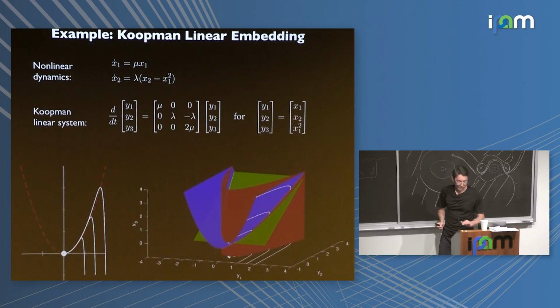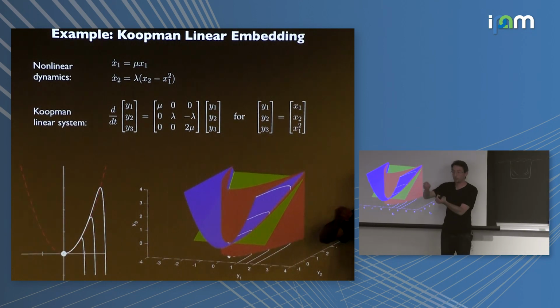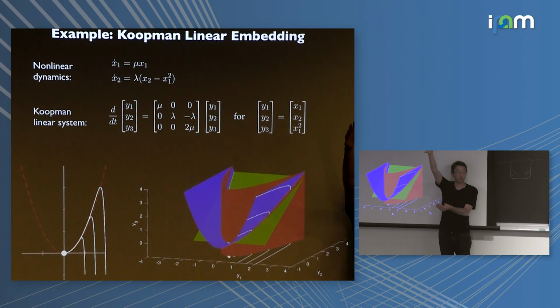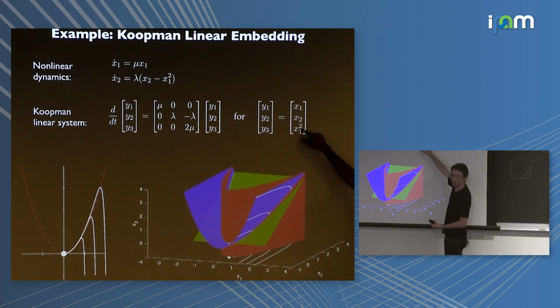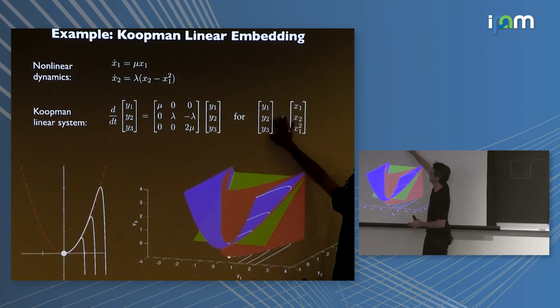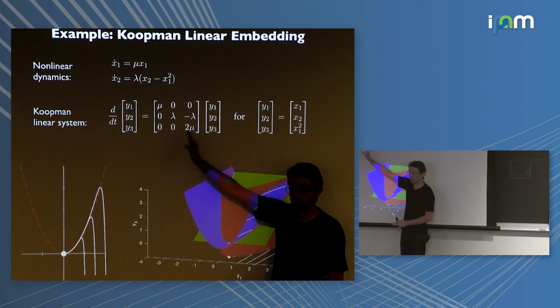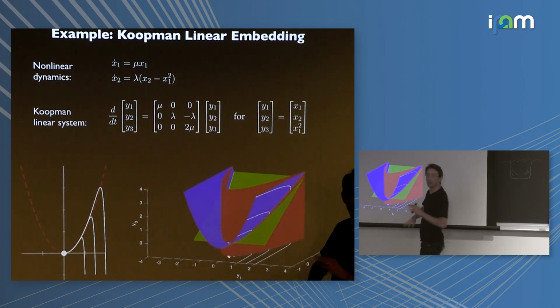And so what you can do is build an augmented state. Again, remember, we're going from our state to some higher dimensional version of the state, measurements of the state, that include the original state x1 and x2, along with x1 squared, some nonlinear function of the state. And what I'm going to show you is that in these coordinates, I can represent this system as an honest-to-goodness linear dynamical system.